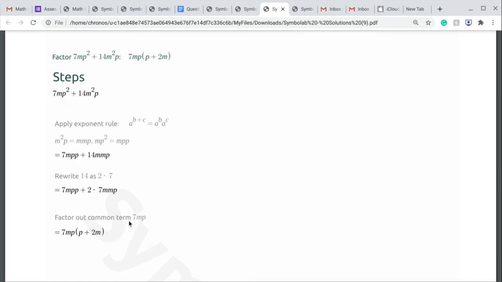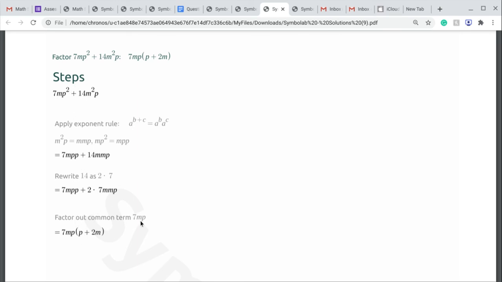When you factorize out now that 7mp, you essentially take out every time that it's repeated once. So look, we take out that 7mp out of the 7mp squared, right? So we take out a 7, so we're left with mp squared, and we take out a m, so we're left with p squared. Then we take out a p, so we're left with p.